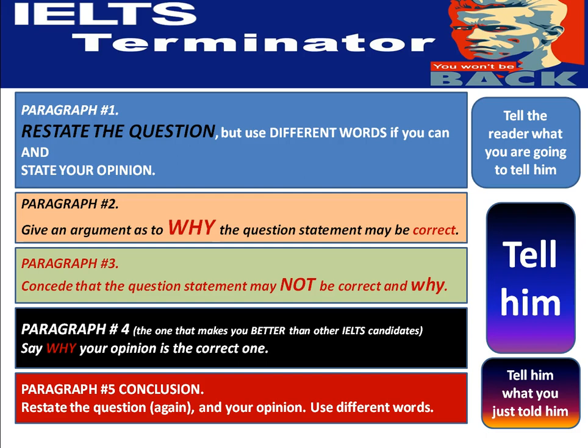If we go back to the formula that I said earlier, the 3-step formula, here's where it happens. In paragraph number 1, by restating the question and giving your opinion, you're telling the reader what you're about to tell him. In paragraphs 2, 3 and 4, this is where you tell him all about it. And in paragraph number 5, by restating the question and restating your opinion, you're telling him what you just told him. This is how your essay for part 2 must be planned.